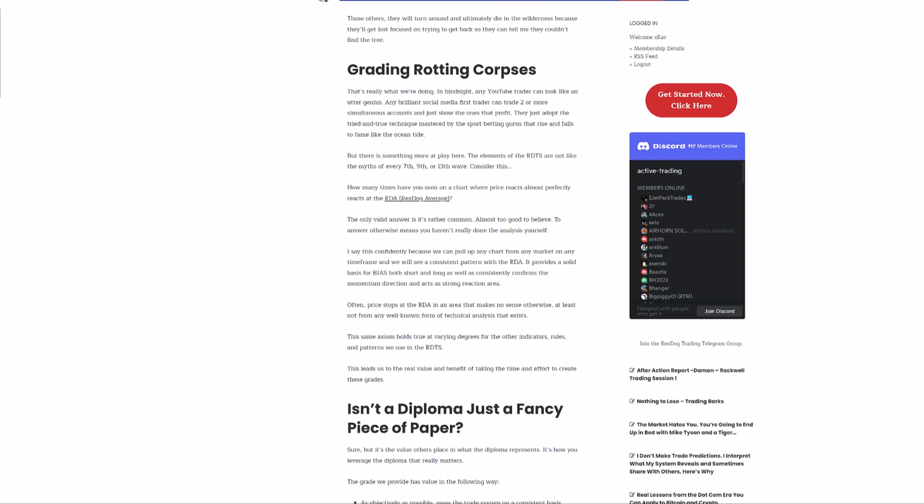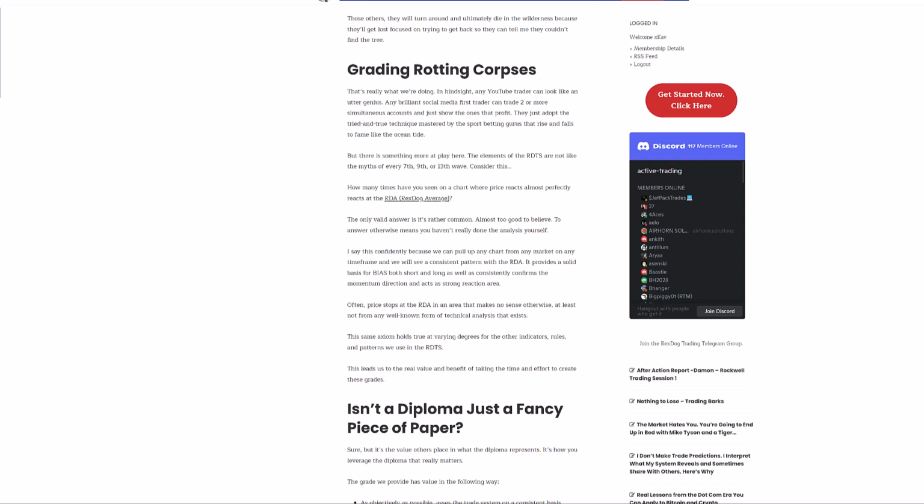It provides a solid basis for bias, both short and long, as well as consistently confirms the momentum direction and acts as a strong reaction area. Often price stops at the RDA in an area that makes no sense otherwise, at least not from any well-known form of technical analysis that I can find that exists. The same axiom holds for various degrees on the other indicators, rules, and patterns that we use in the RDTS.